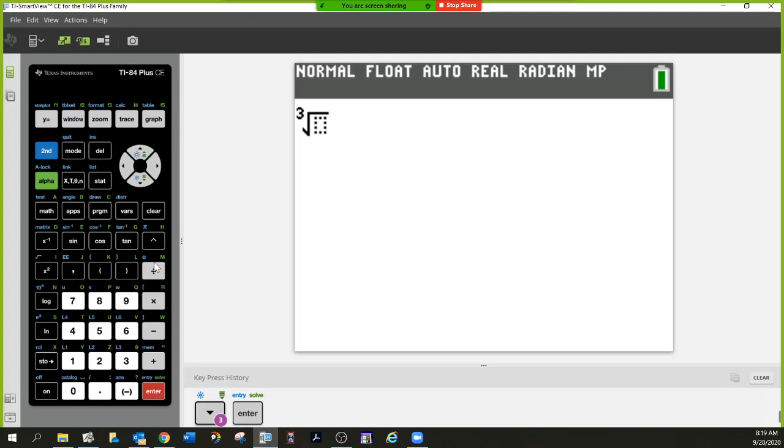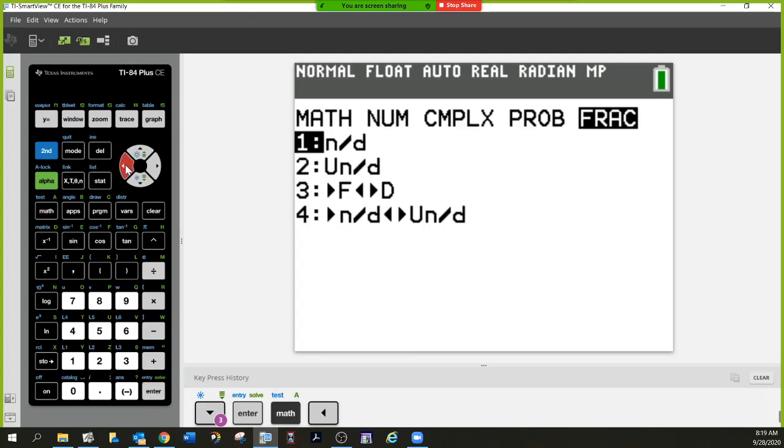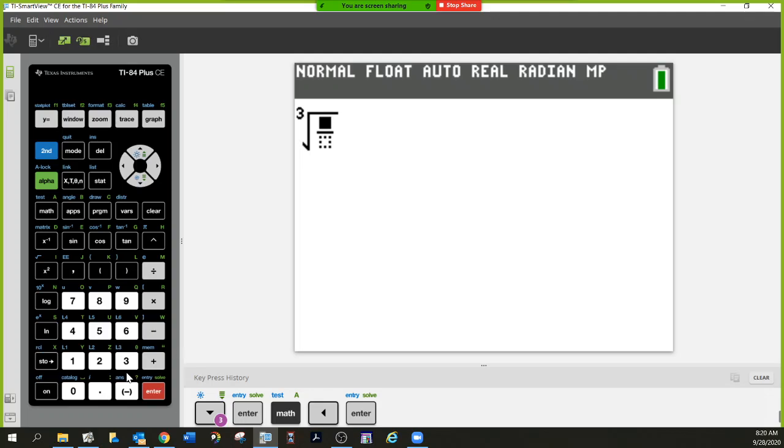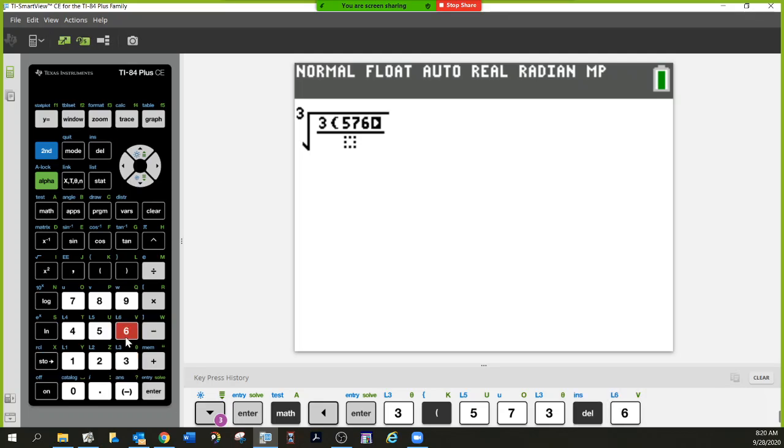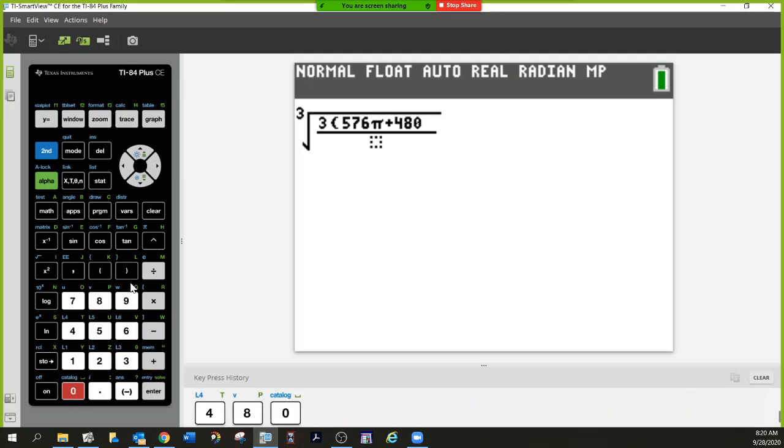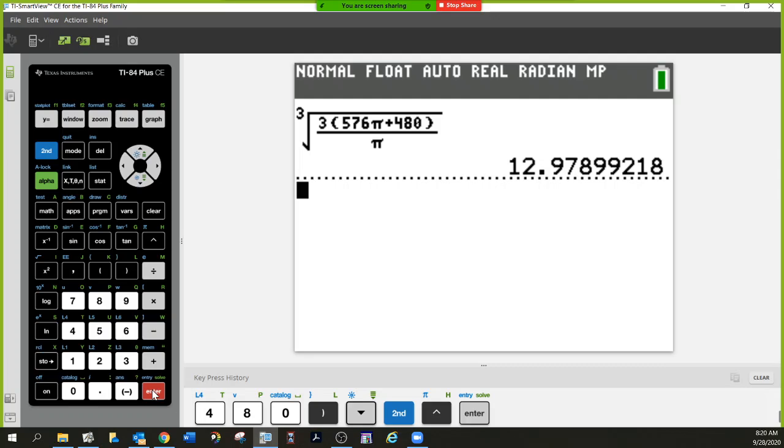And we have some kind of ridiculous fraction on our hands. So math, frac, n over d. 3 parentheses, 576, second pi, which is on top of the caret, plus 480, close your parentheses, and on the bottom we have another pi. There we are. Much easier to do on the graphing calculator. 12.98, and there you have it. Sure, of course I can do it one more time.